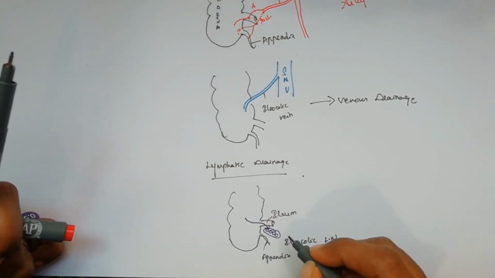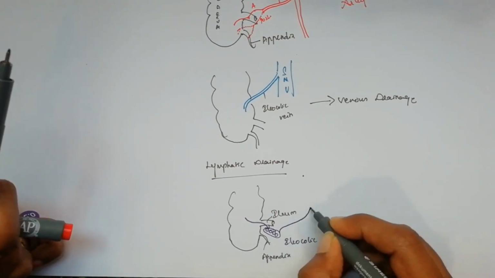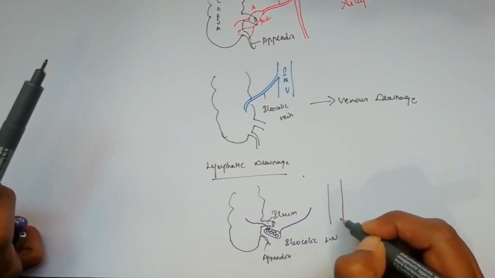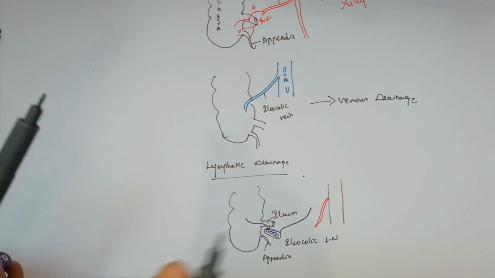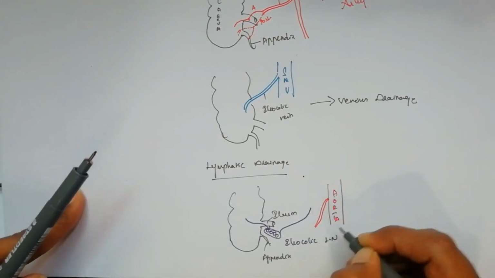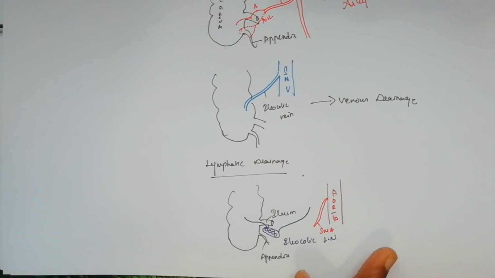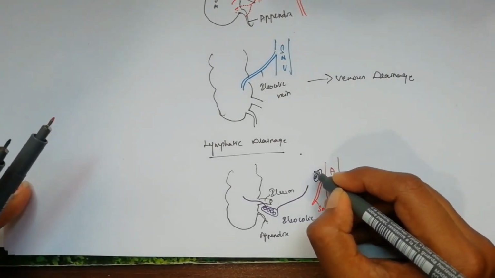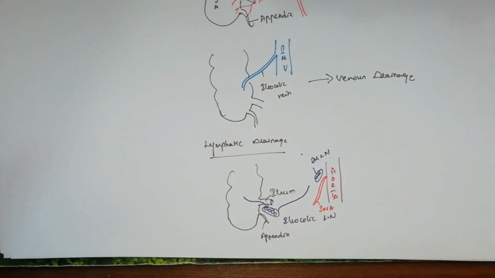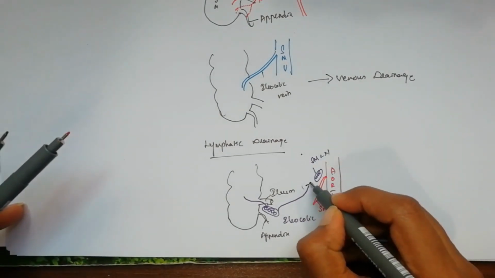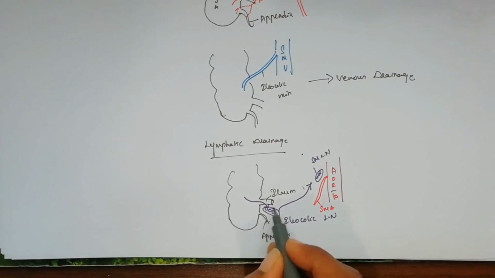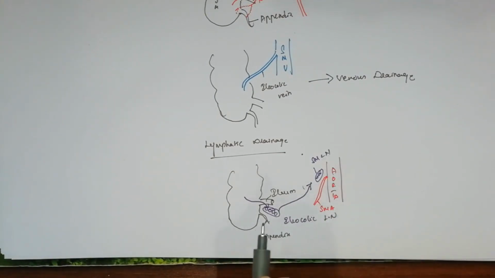From the ileocolic lymph nodes, it is going to pass and reach, again, the aorta. From the aorta we have the superior mesenteric artery. Near the superior mesenteric artery we have a group of lymph nodes, that is the superior mesenteric lymph nodes. So there it is going to drain. So this is the lymphatic drainage, ileocolic to superior mesenteric.